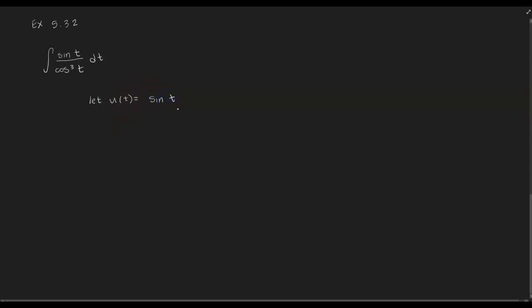Maybe we let u be sine t, the numerator. Or maybe we let u be cosine cubed t, the denominator. Or maybe we let u be cosine t, the thing that's inside of the power of 3 in the denominator. So at first glance, any one of these looks like an inside function, but when we go through the process of finding du dt, only one of these is going to work out as far as replacing terms in our integral.